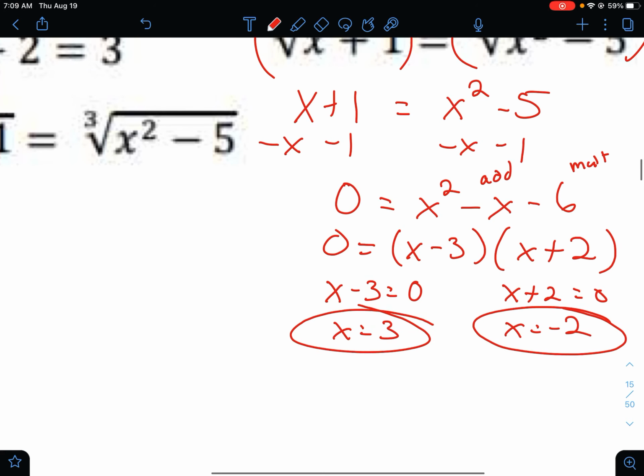Now you don't really need to check these since this is an odd radical. If it was an even radical, you should double check that you don't have a negative inside of there. You can take the root of a negative number when this value is odd.